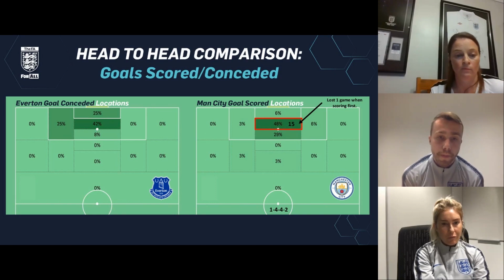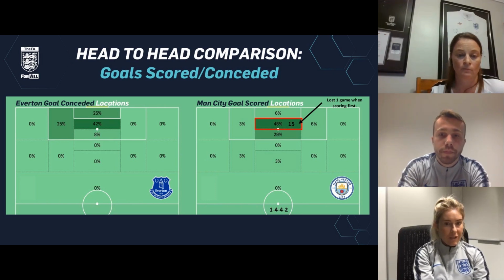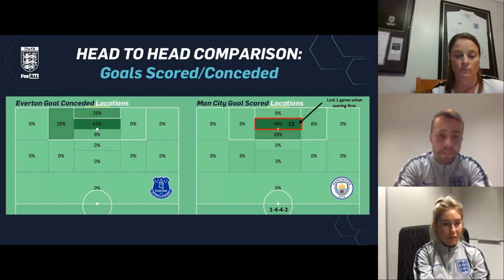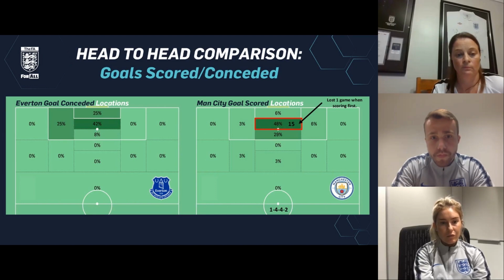Yeah, with Man City there, we brought down the data and started to think about how many of those goals inside that second 6-yard box, if you like, were scored first time, and that was 15. And out of those 15 goals, they only lost the game once when they scored that first goal from that area. So it's a key area if you overlap the Everton conceding and the Man City goals scored.